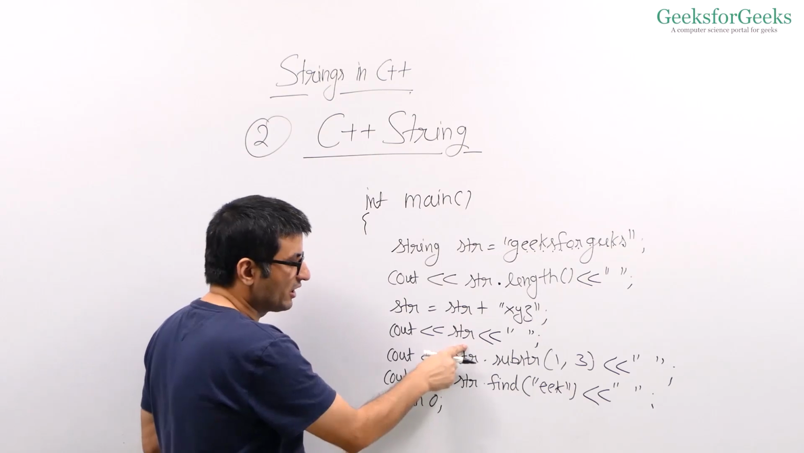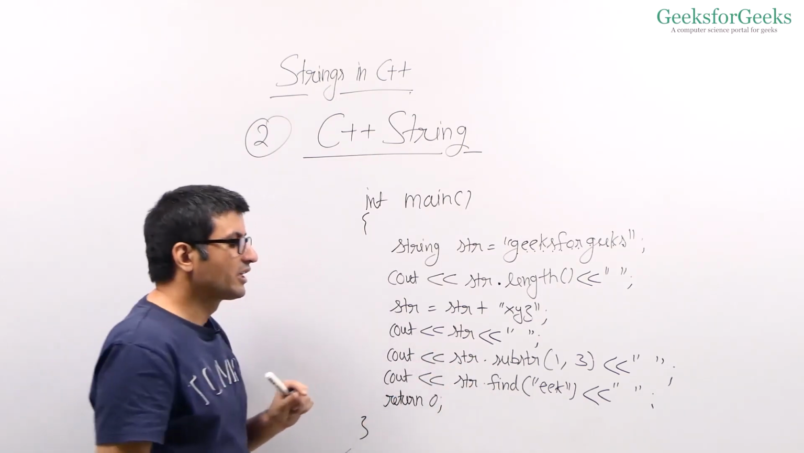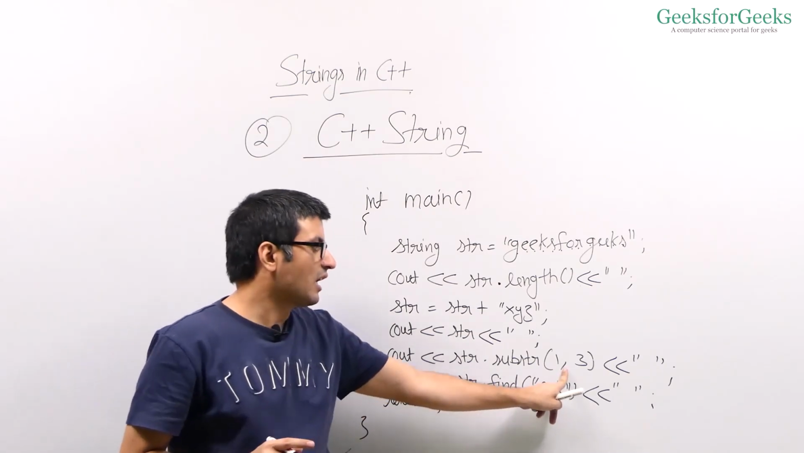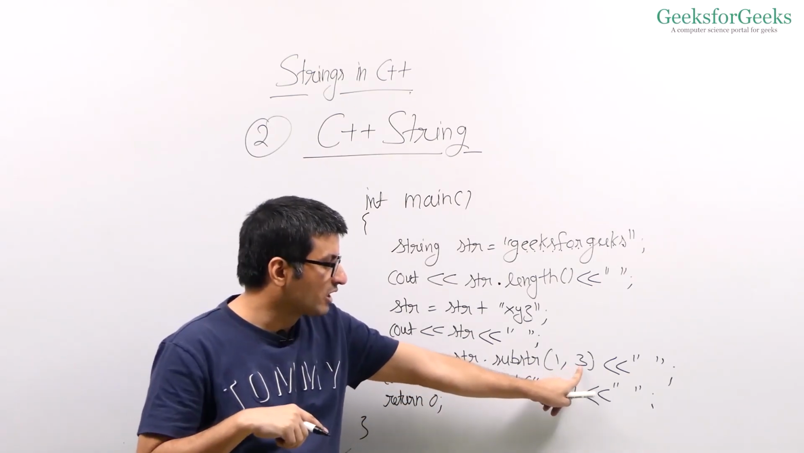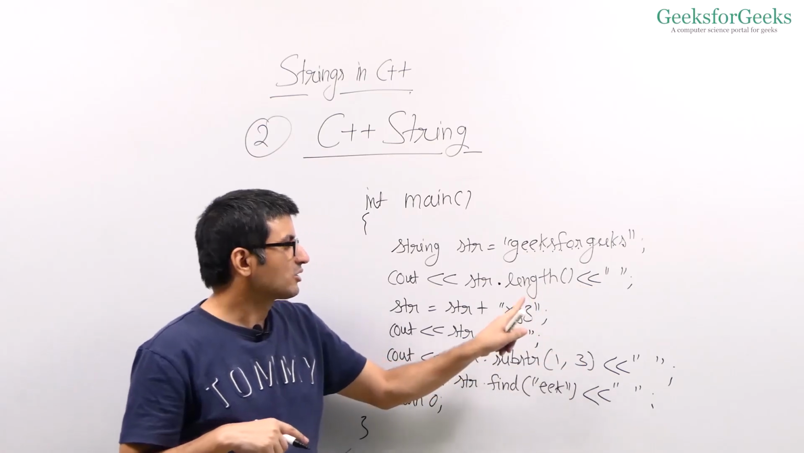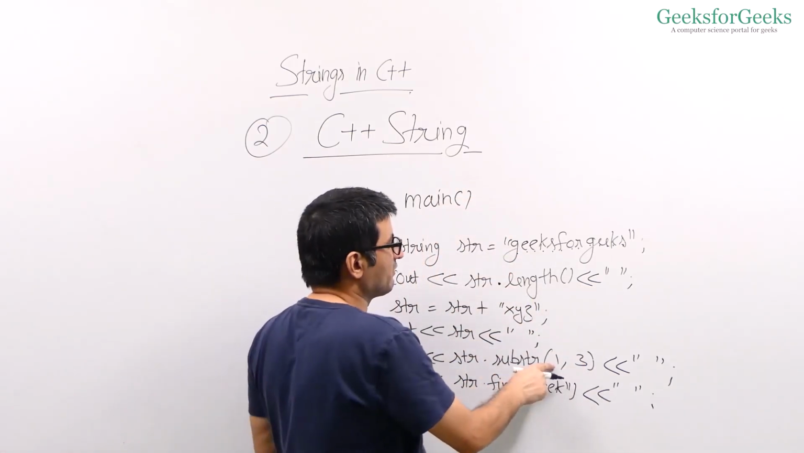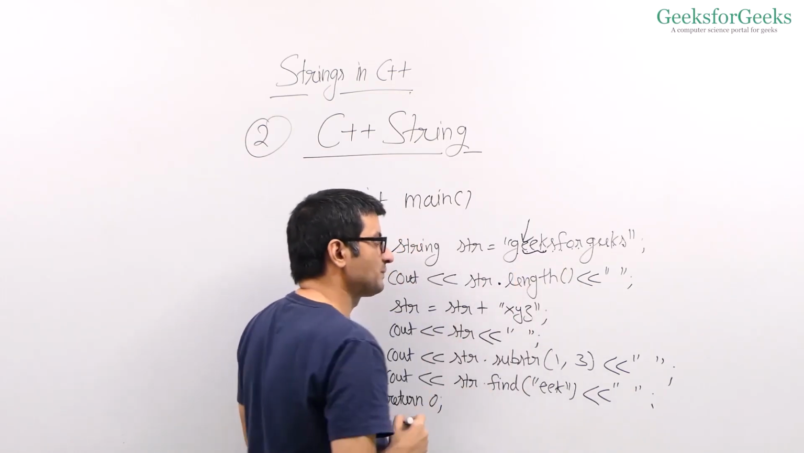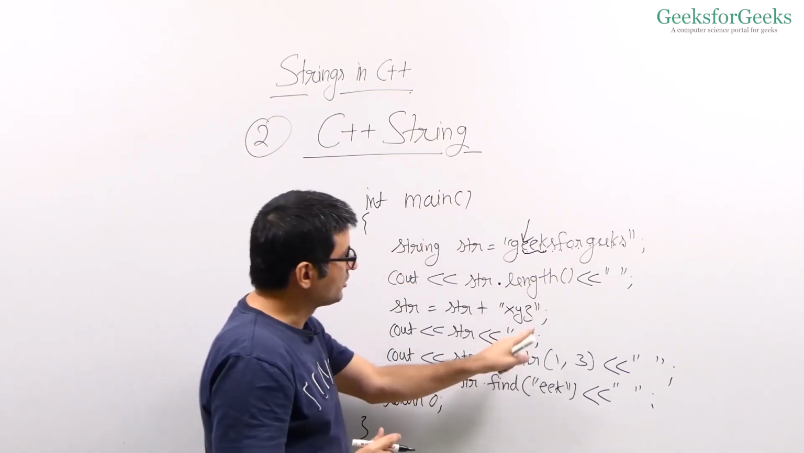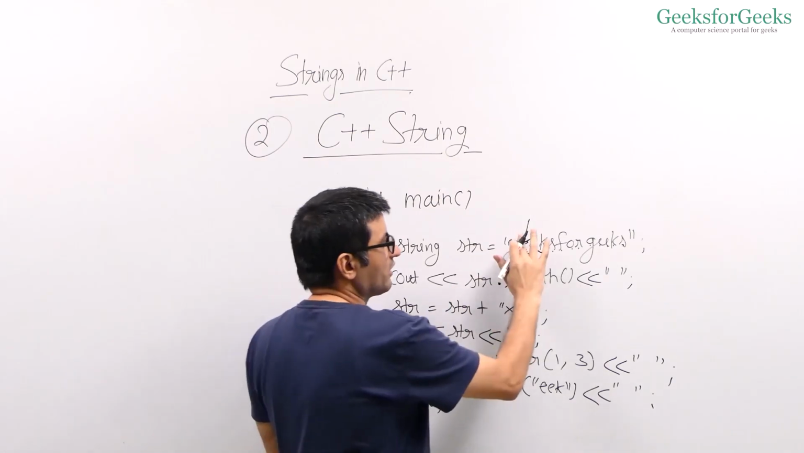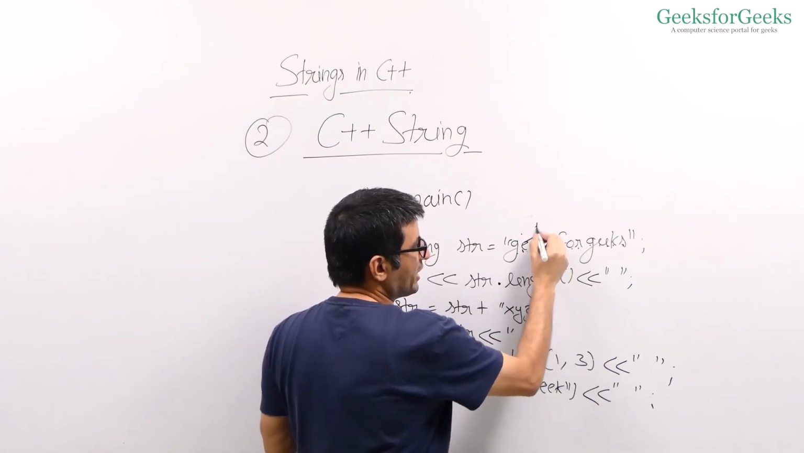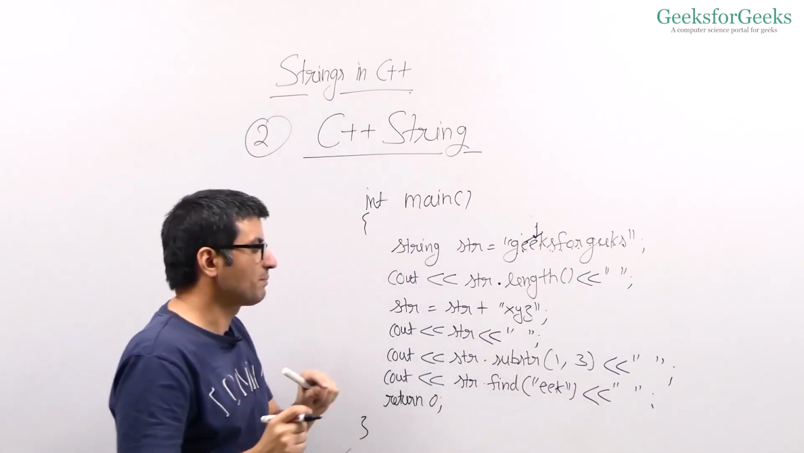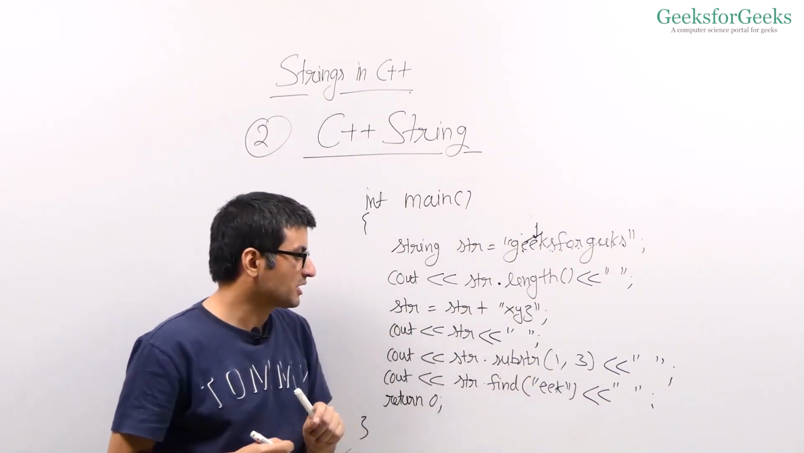If I print str here, substr function gives you substring, and the two parameters that it takes are beginning index and length of the substring you want to find. So this gives you substring beginning with index 1, which is e, and length 3, so it will give you eek. If I pass 2 and 4, then what will it give? It will consider the string beginning from this e and length 4. So eksf, that will be the output if I pass 2 and 4 to this function substr.